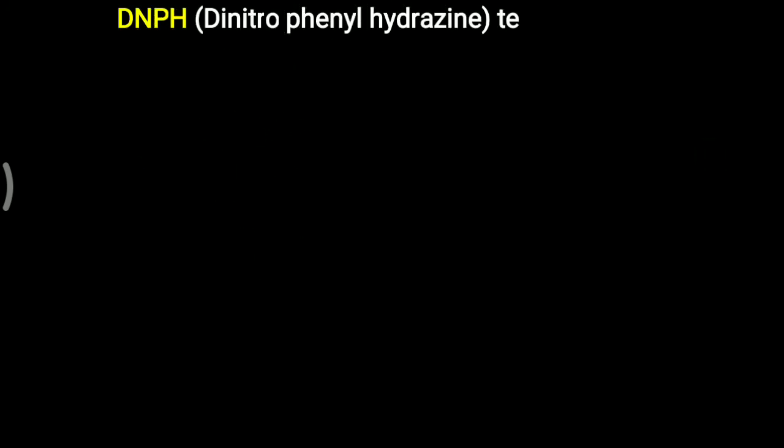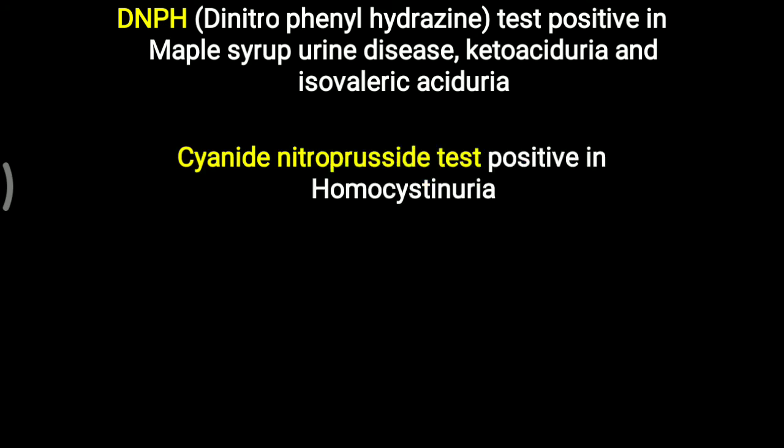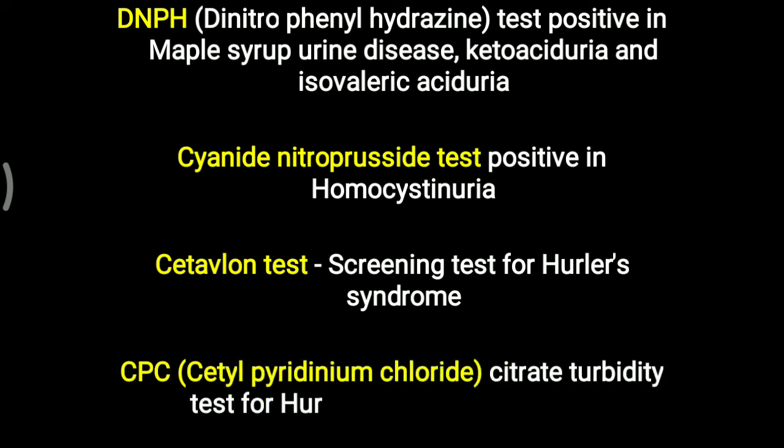Further, the DNPH, that is dinitrophenylhydrazine, test is positive in MSUD, that is again maple syrup urine disease, ketoaciduria as well as isovaleric aciduria. The cyanide nitroprusside test is positive in homocystinuria. The Cativalon test is a screening test for Hurler syndrome. Now Hurler syndrome is one of the mucopolysaccharidoses. Apart from this Cativalon test, the CPC, that is cetyl pyridinium chloride, test, which is a citrate turbidity test, is used for Hurler as well as Hunter's disease.